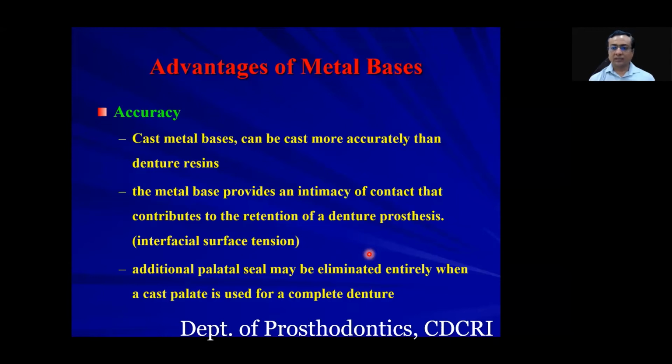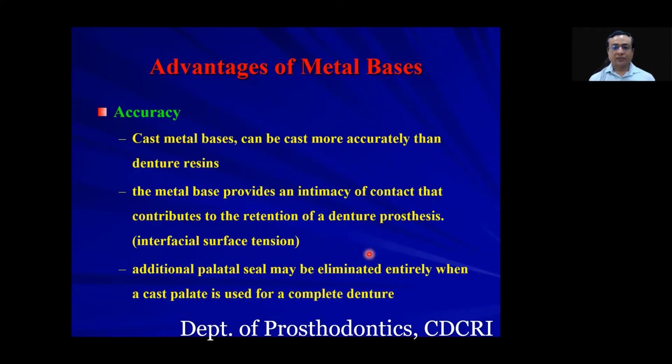That is known as casting shrinkage. But there are methods available where you can compensate the casting shrinkage. There are no good methods to compensate the polymerization shrinkage, but there are methods which can accurately compensate the casting shrinkage. So the metal denture base which you get after casting is perfectly adapted to the tissues.